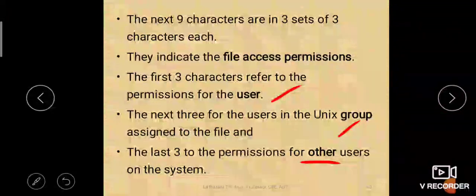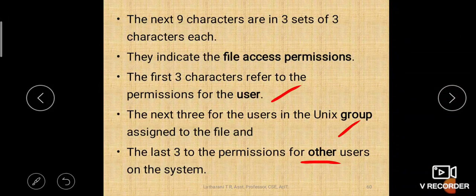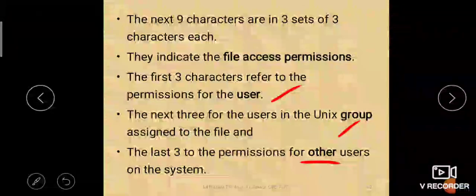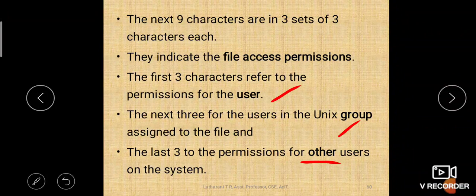Say for example, 5th sem A section and 5th sem B section students are a group of students, right? And in an organization, the accounts section is a group of people who can access all account related information. Then sales department people are a group of users who can access information about the sales of the organization, isn't it? So that is the group of the file.